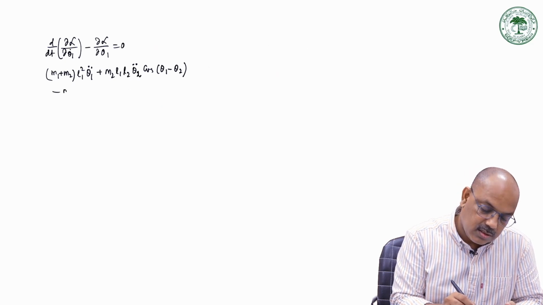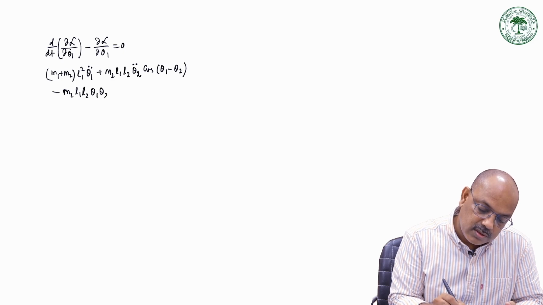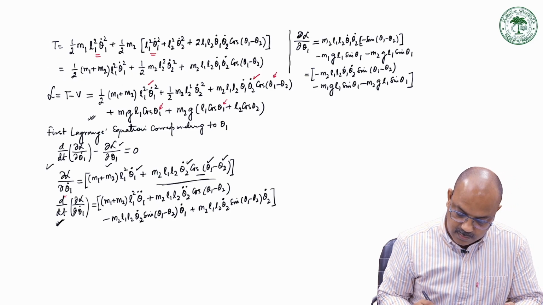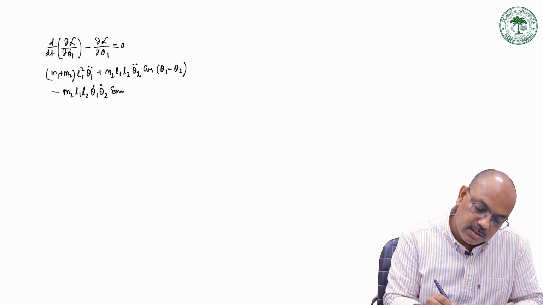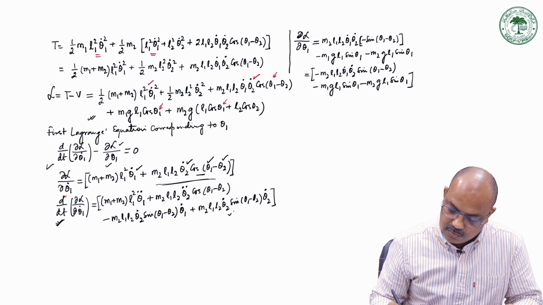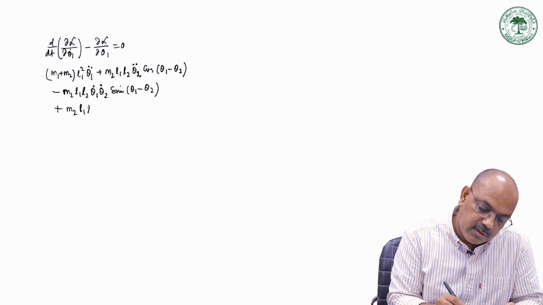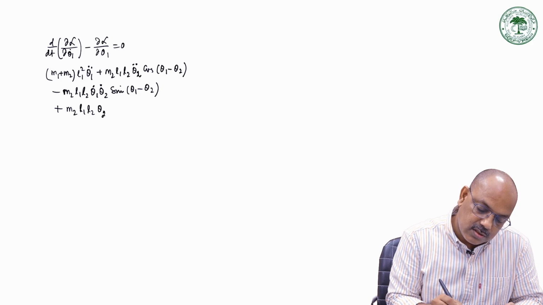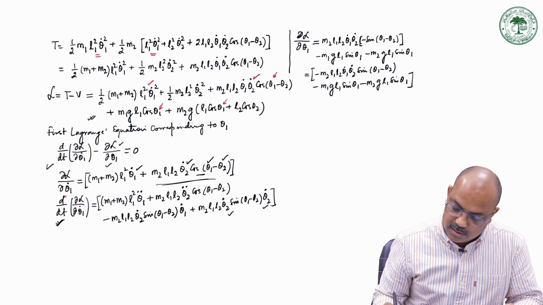minus m2 L1 L2 theta 1 dot theta 2 dot, and sine of theta 1 minus theta 2, and then plus m2 L1 L2 theta 2 dot square, times sine of theta 1 minus theta 2.